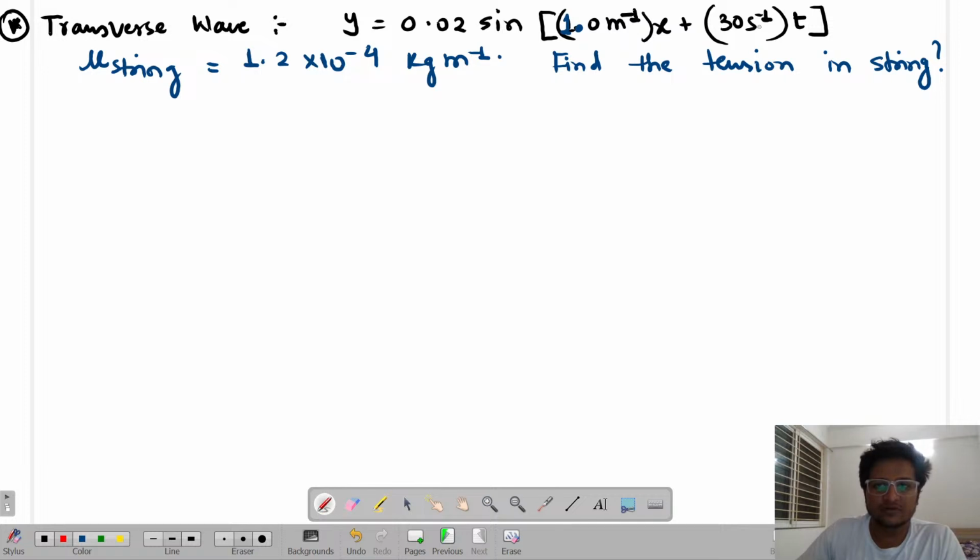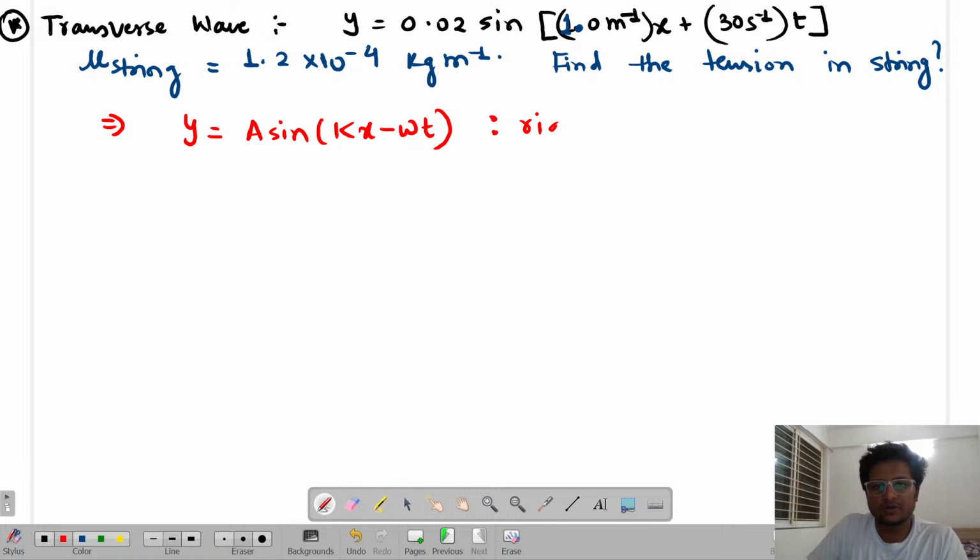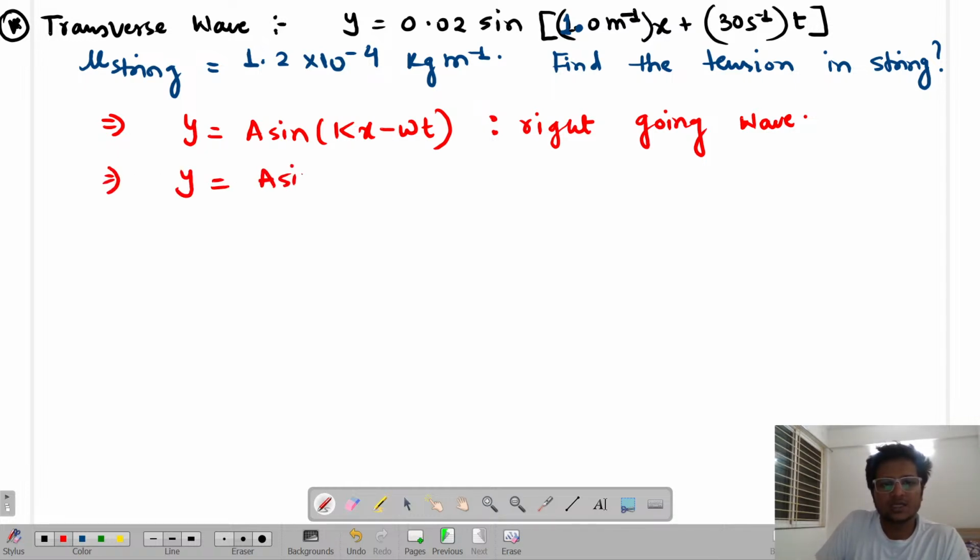Here, a transverse wave is given, isn't it? So this is my wave equation. As you know, the wave equation is given as y is equal to a sine (kx minus omega t). So this is basically a right going wave. Which going wave? Right going wave, isn't it? If I write y is equal to a sine (kx plus omega t), that means the wave is going towards left. Are you able to get me or not?